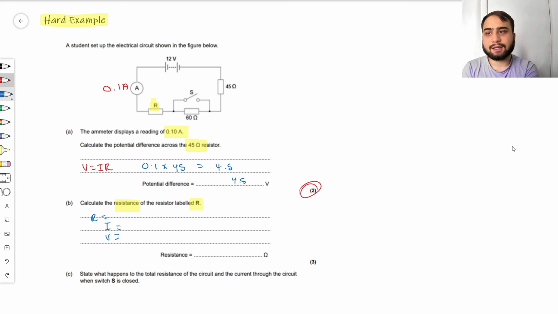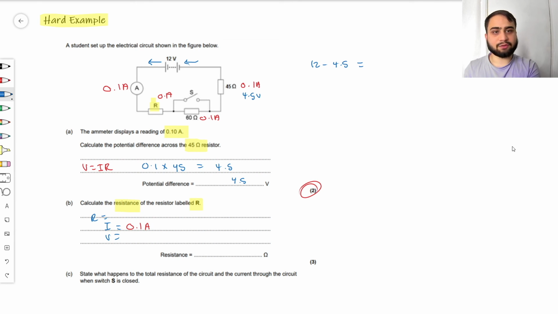So we know that it's 0.1 amps across R, 0.1 amps across 60 ohms, and 0.1 amps across 41 ohms. So we can fill in 0.1 amps. Okay, now we want to know how much voltage is across this. So as per our circuit laws, we know that if 12 volts leaves the cell, 12 volts also has to enter back into the cell. And we've already worked out that the 45 ohm resistor has 4.5 volts across it. So let's take that away from 12. So 12 minus 4.5, that gives us 7.5, I believe. Let's do that quickly. 12 minus 4.5.